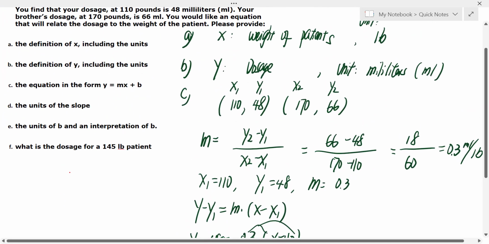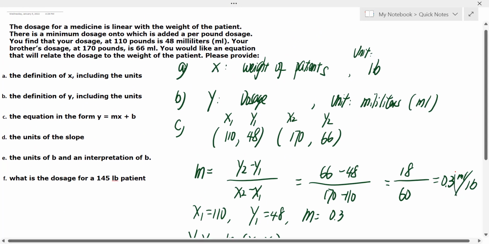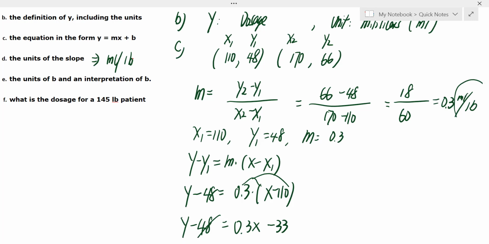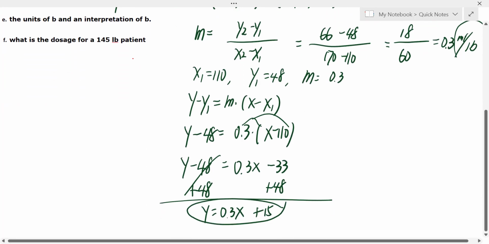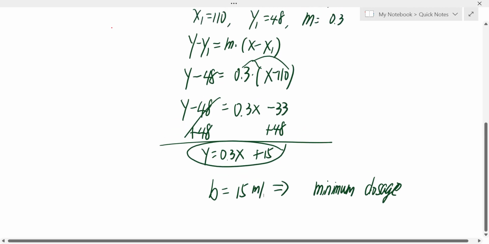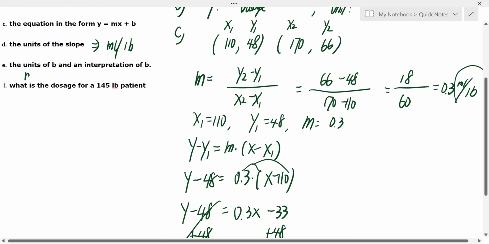So the unit of slope here, how big is the unit of slope? We already have it. It's milliliter per pound. And the units of b and the interpretation of b: the slope is 0.3, and b equals 15. We can view this b as the minimum dosage, meaning no matter the weight of the patient, the minimum dosage will be 15 milliliters. So the unit of b is milliliter, and the interpretation is the minimum dosage.